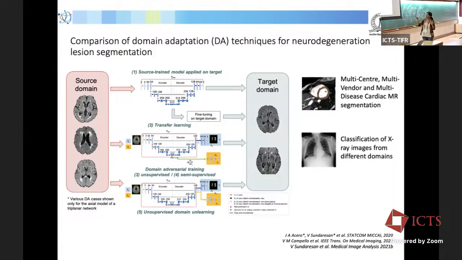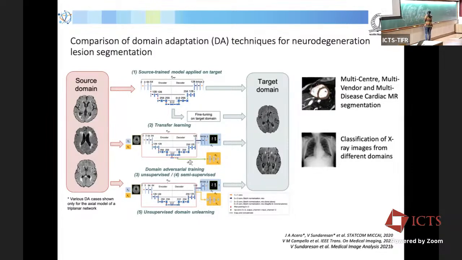And then we compared a few more techniques. The first one is pure transfer learning, nothing special. We just took the model, froze a few layers, fine-tuned the last few layers, and applied it on the target domain. The third method is what we call domain adversarial training. In deep learning, we have backpropagation, right? So what happens in domain adversarial training?